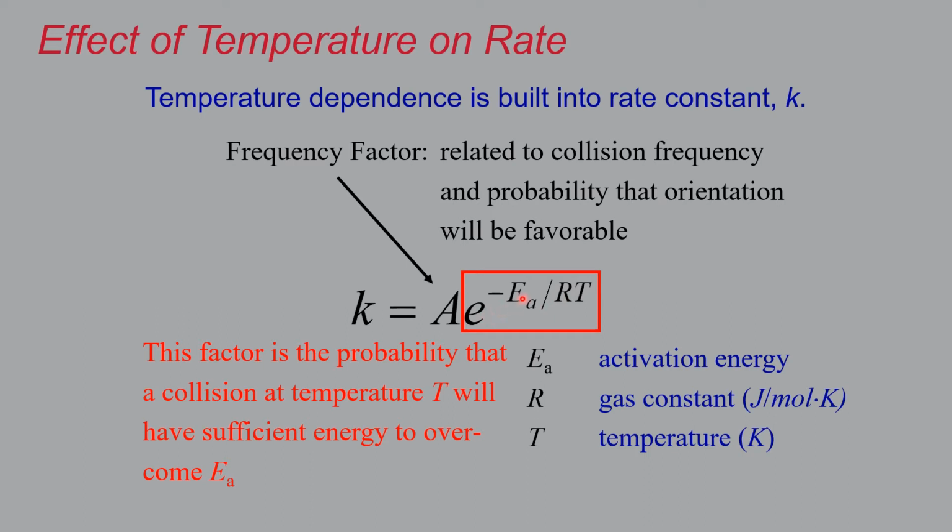And this factor, E raised to this ratio, is the probability that a collision at that temperature will have an energy greater than activation energy. So this product, RT, can be thought of as an average energy for that sample at that temperature. And this ratio will tell you what fraction of them have an energy greater than that. This term is seen a lot in chemistry and physics, E raised to the ratio of some energy in RT. And this is how one can express a rate constant. And this is how you can build in the temperature dependence to it. So let's examine that a little bit further.